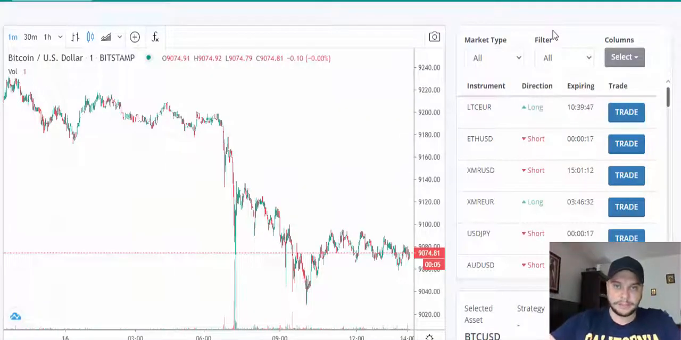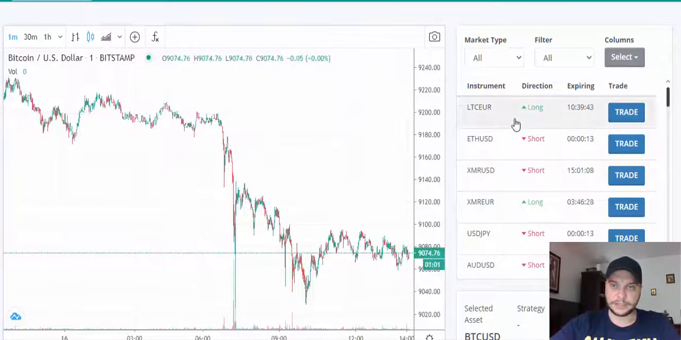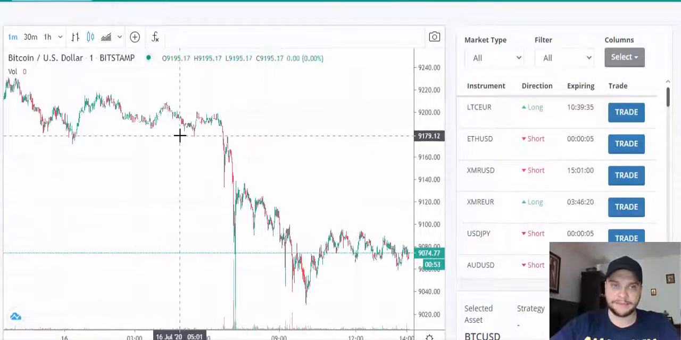Alright, so I'm inside my trading software, and as you can see here on the left side we have the charts, and here on the right side we have the signals provided by the software. So what we will do today, we will make a live trading session like I used to in the last couple of days. So this is like a challenge, a 5-day challenge, if you want to name it like that.